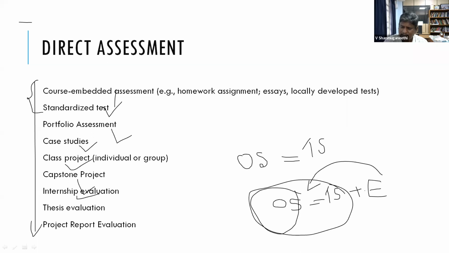Suppose the error is negligible, then ultimately I can take the observed score as the true score. Suppose the error is not negligible, then whatever score I observed is not the real true score. So whenever you want to conduct a course embedded test or standardized test, or whenever you are giving an assignment, you have to prepare the questions, and you have to be very clear.